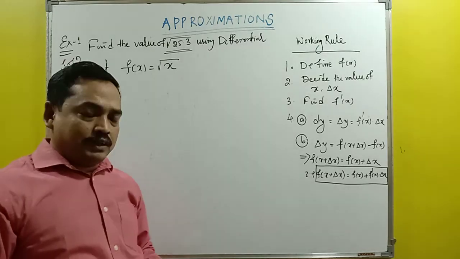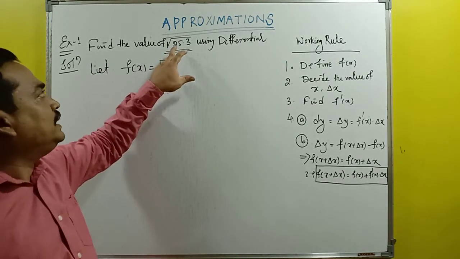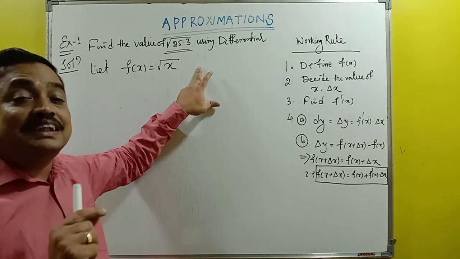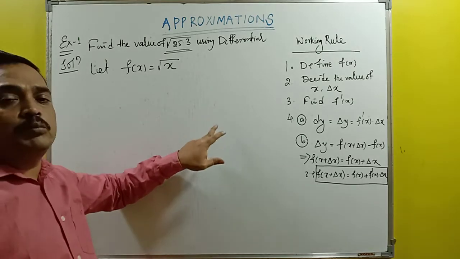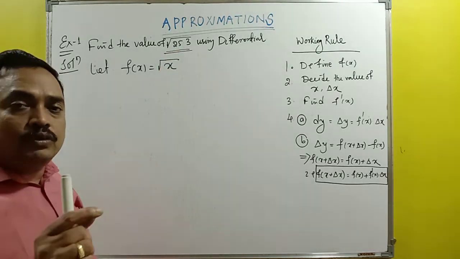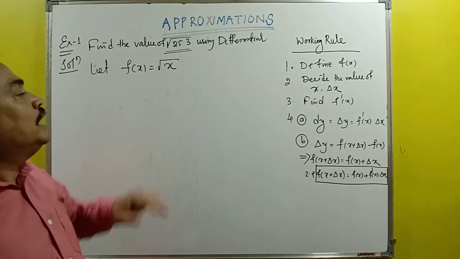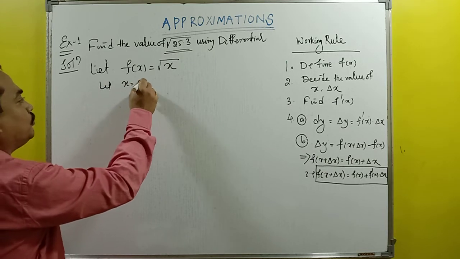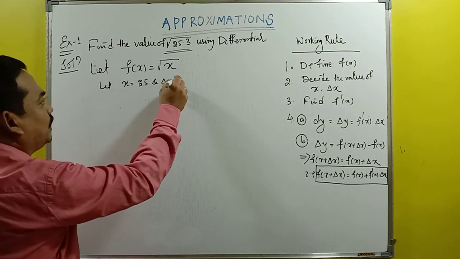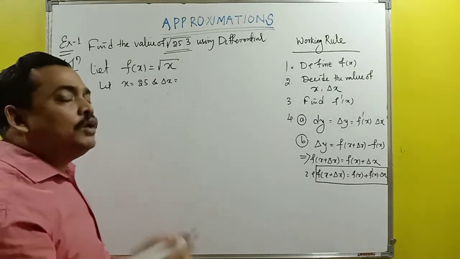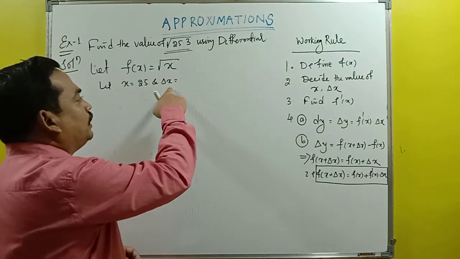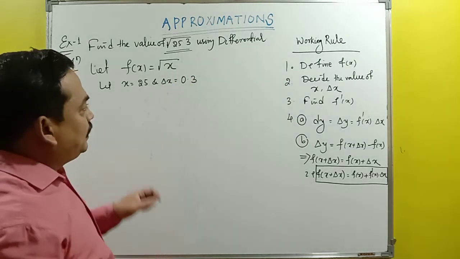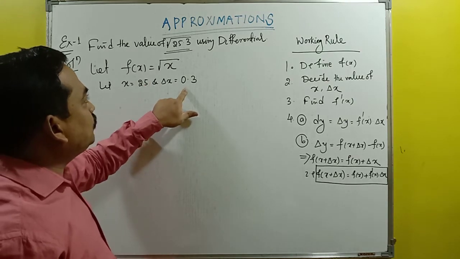Here x means what? In this square root, what is its nearest value whose square root you can find easily, or which is a perfect square number? That is 25. The square root of 25 is 5, you know. So let x is equal to 25, and del x, the extra part, whether it is an addition or subtraction part, you take accordingly as del x. Del x is 0.3. Now x you have got, del x you have got.